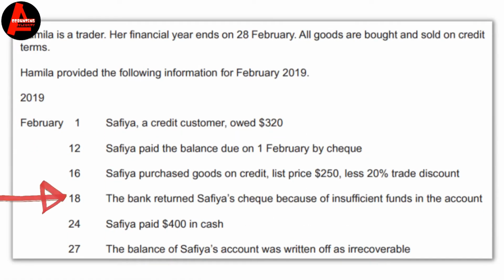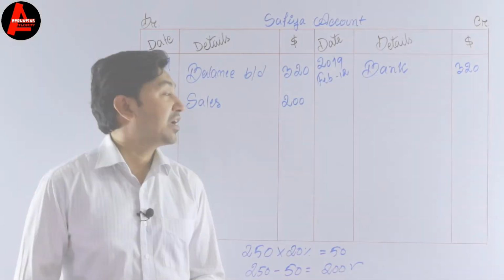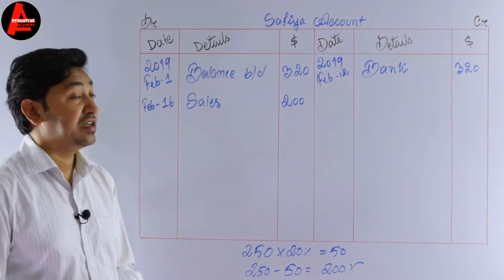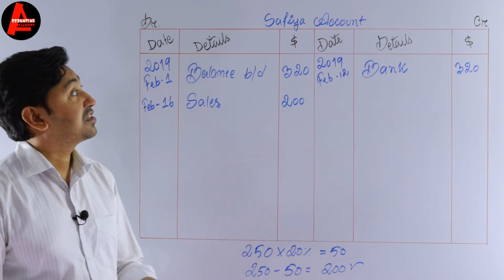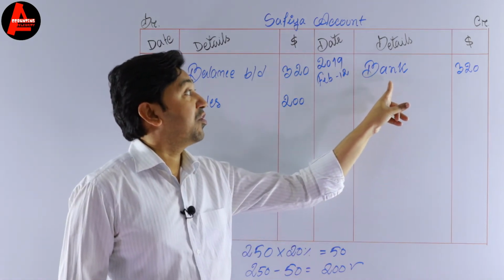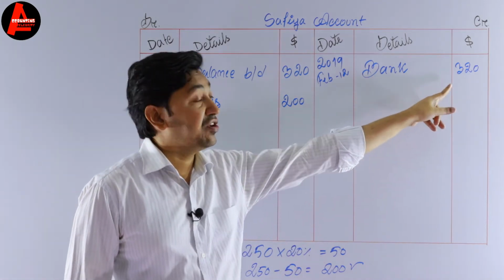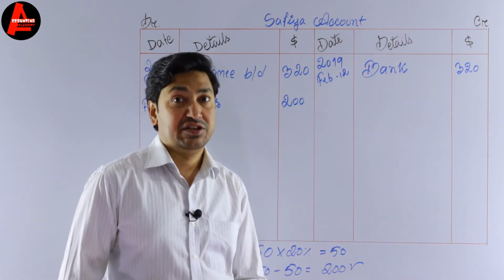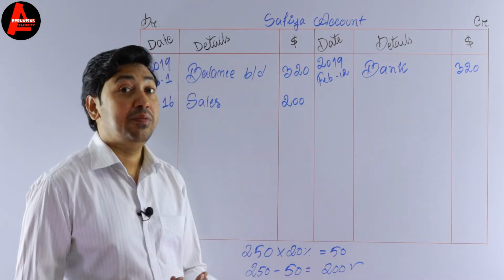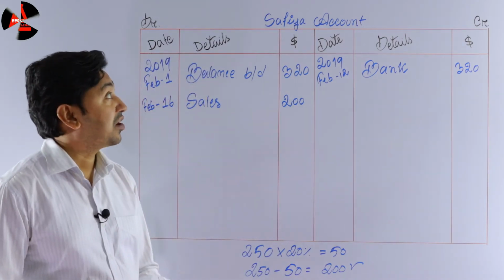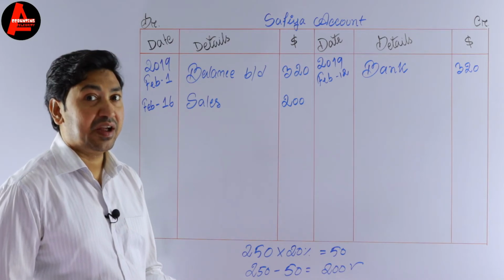The bank returned Shafia's check because of insufficient funds in the account. Okay, so bank returned means it is a dishonoured check. Which check? The check received on 12 February from Shafia. Yeah, it was $320. So it is a dishonoured check. Now what to do? Now Hamila will debit the Shafia's account and credit the bank account.